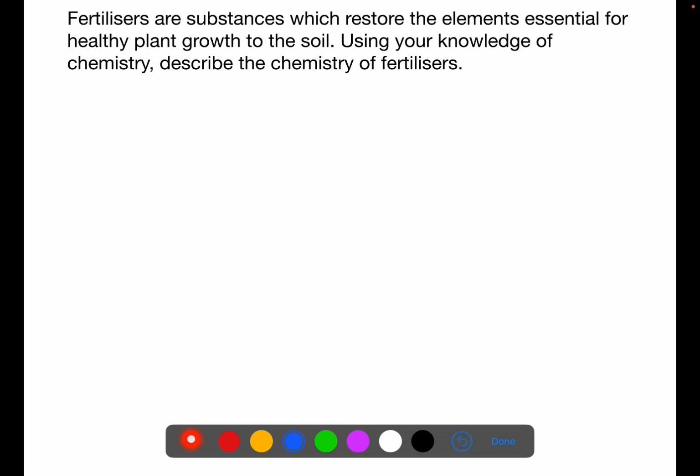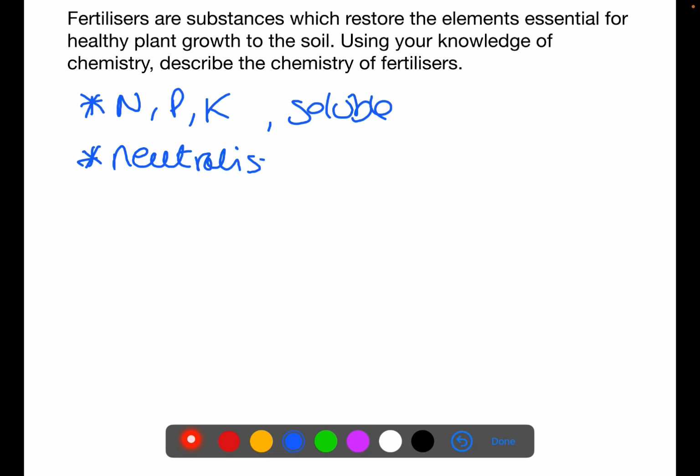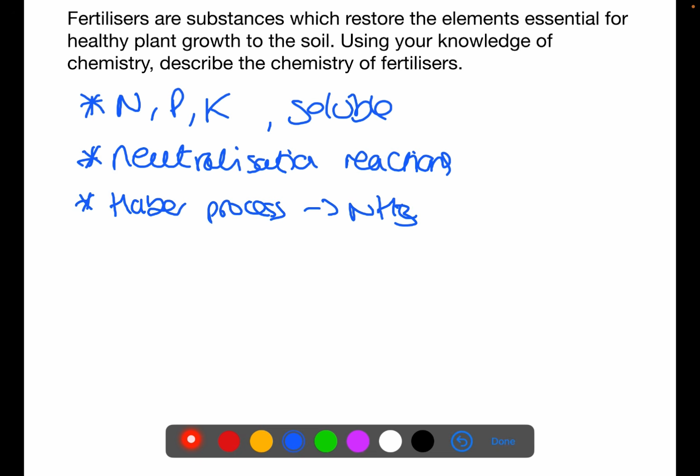The place you would probably want to start would be the 3 elements, so nitrogen, phosphorus and potassium, and that they must be soluble. From there, you could have a look at talking about neutralization reactions, as these are the way that we can make fertilizers. You may also want to talk about the Haber process, as this produces ammonia, and you could also talk about the Ostwald process, which produces nitric acid.